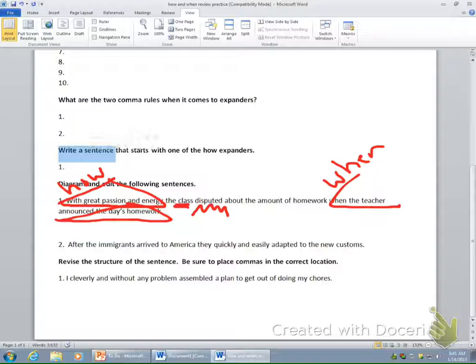A comma. So right here. When I put in my comma, I'm going to put a comma, but I'm also going to circle. That's just the correct way to edit. After the immigrants arrived to America, they quickly and easily adapted to the new customs.